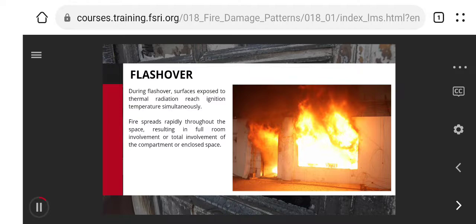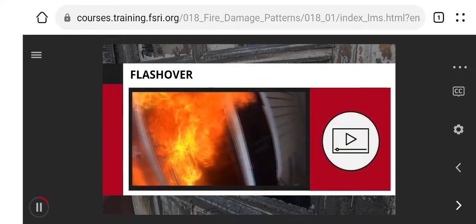In some situations, flashover may be caused by opening a vent, such as when the fire department attempts to ventilate the structure, or when a window fails due to thermal stress. Click the icon to see an example.